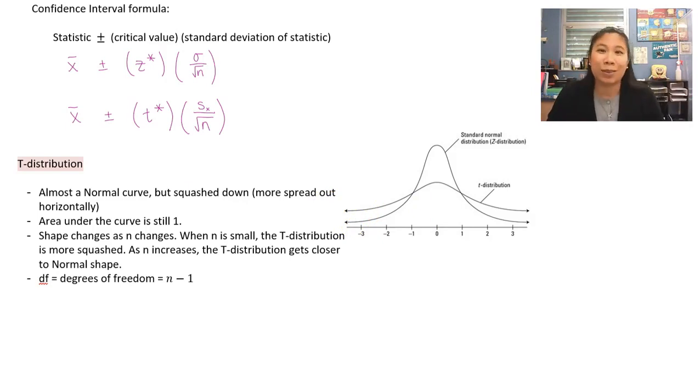The craziest thing about the t distribution is this shape actually changes. Depending on the sample size, the shape will change. As n, your sample size, increases, so larger sample sizes, that means the t distribution actually gets taller and unsquashed, and so it gets closer to that normal curve shape. And so this is why we want large sample sizes. So this shape that you see right here is when n is a small sample size.